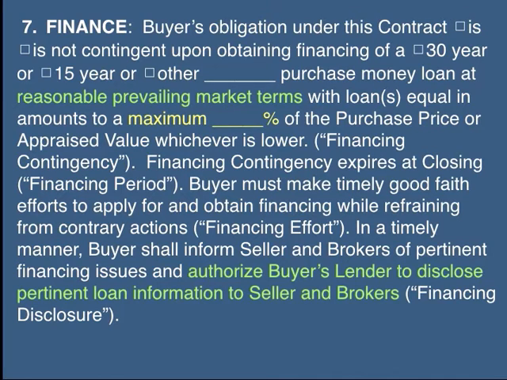But if it's contingent on getting a mortgage, then you put it is contingent. And then you need to check a box. Is it a 30-year, a 15-year, or other? Most of the time, probably 99% of the time, it's going to be a 30-year. And then the other, if it's a 30-year mortgage, you put NA in that blank after other. Then they talk about reasonable prevailing market terms. What's reasonable? What's reasonable to you might be one thing. What's reasonable to me is another thing.